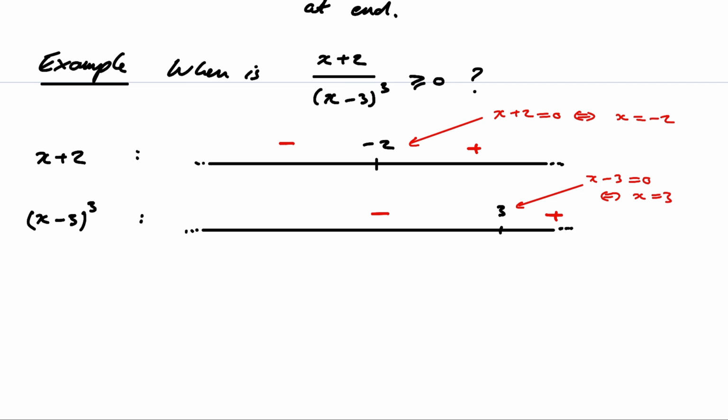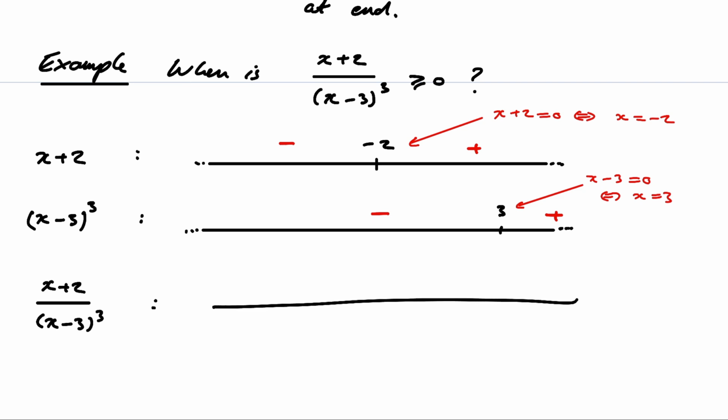Now, what happens when I think about the ratio of these two terms? So let's think about now the full expression: x plus 2 divided by x minus 3 cubed. What happens here? So I want to draw a number line and mark on it where it's positive and where it's negative, and hopefully where it's 0. So I can see above there are two really important points worth singling out. There's the minus 2 and there's the 3. Now, let's think on either side of these what's going on.